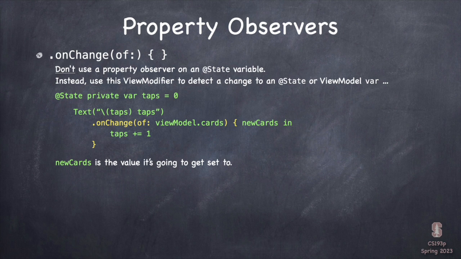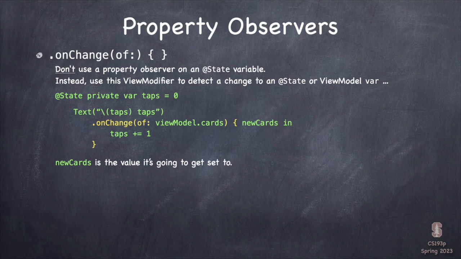So the example I have here is I want to keep track of how many times I've tapped on cards. So I'm just going to watch my view model's cards, and every time it changes, I'm going to increase my number of taps by 1. And I'm actually showing my taps in a Text view, and I've attached this view modifier to this Text view. I could really attach it to almost any view, but I've just attached it to the view where it's having the most effect, keeping track of its taps.